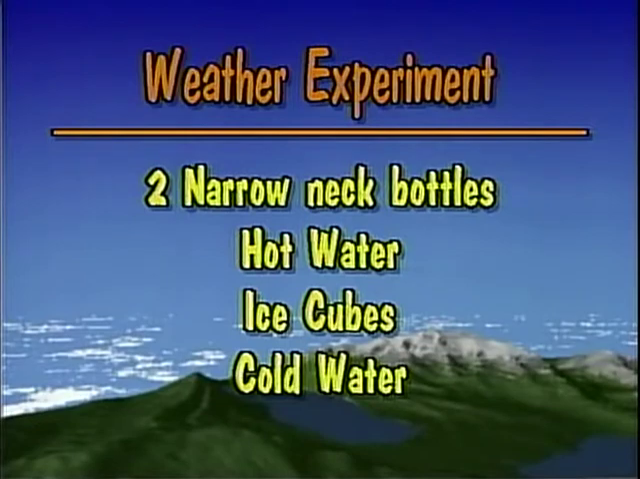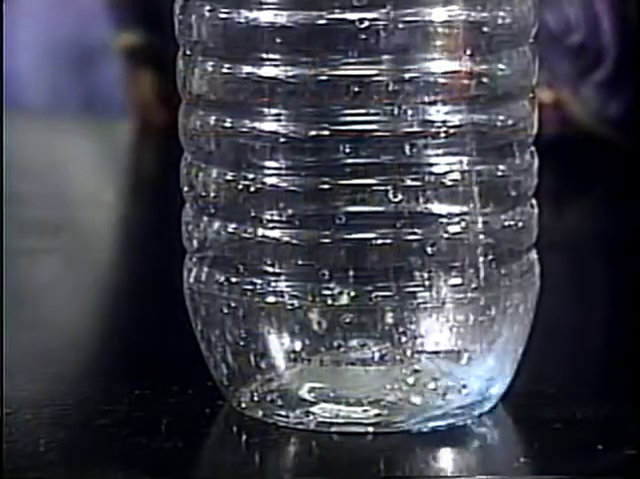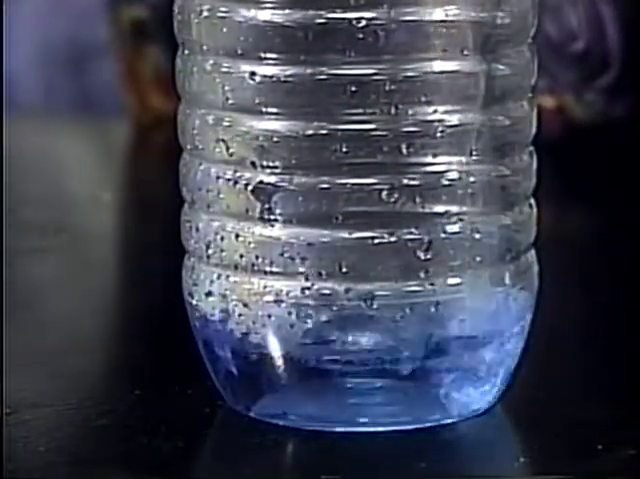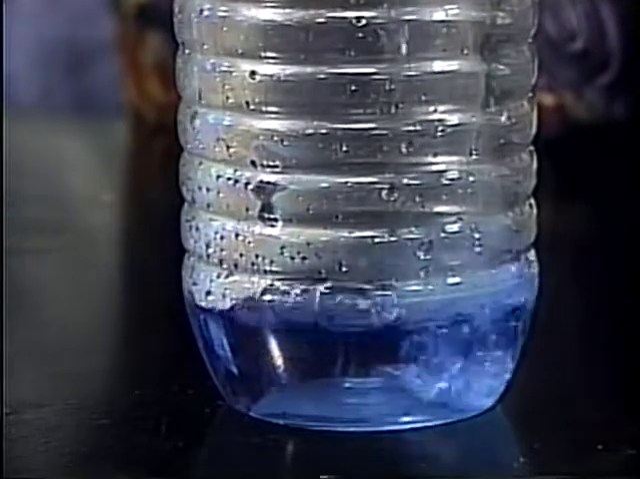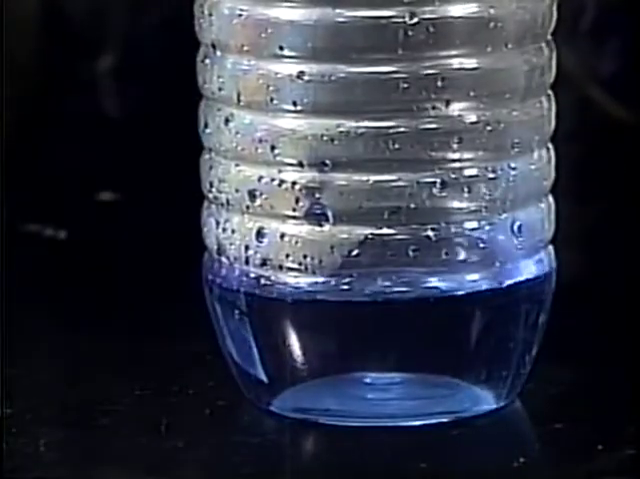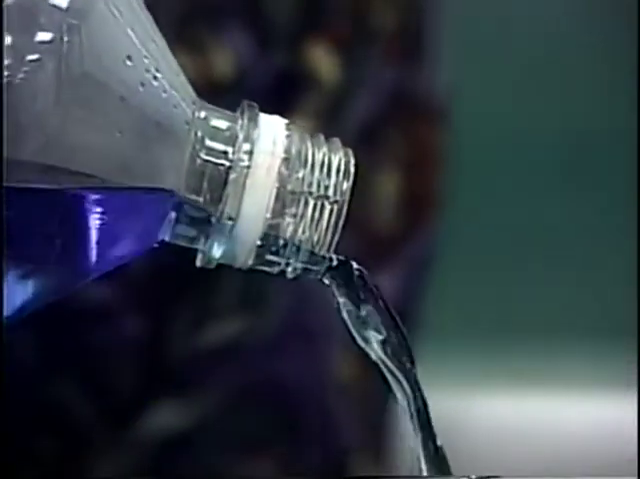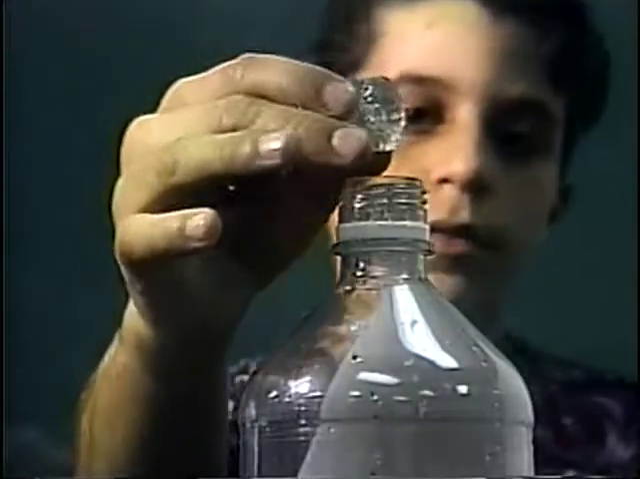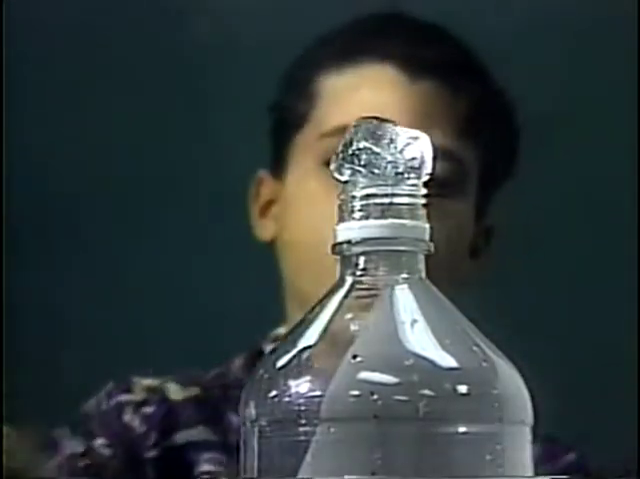It's getting foggy in here with all this condensation. Let's make some of our own fog in this weather experiment. First, fill a narrow-necked bottle with hot water. Pour out most of the water, leaving only about 3 centimeters in the bottom. Take an ice cube and put it in the mouth of the bottle. See the fog that forms?